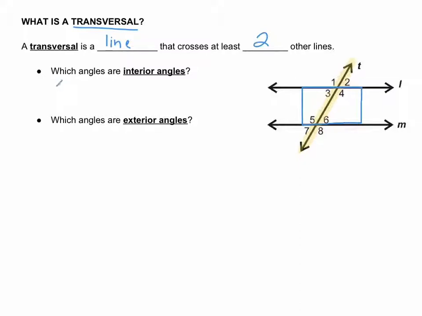Well, I can see angle 3, angle 4, angle 5, and angle 6 are all on the inside or the interior of my house. Those are what we call interior angles. The rest of my angles, angle 1, angle 2, angle 7, and angle 8, are all outside the house. Those are on the exterior of the house. So we call those exterior angles.